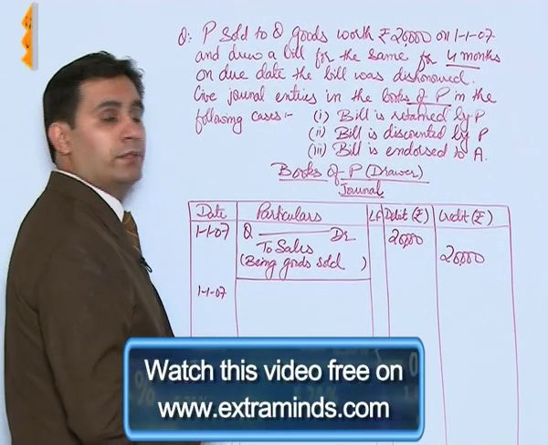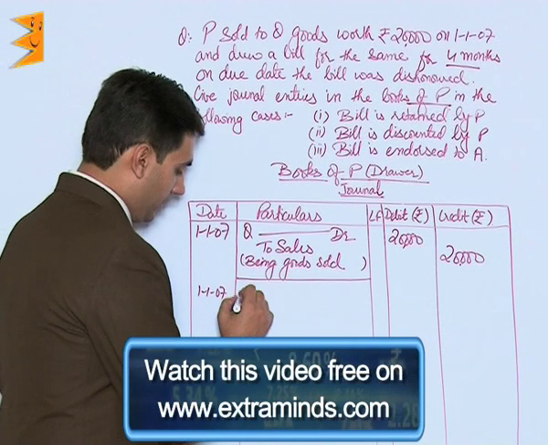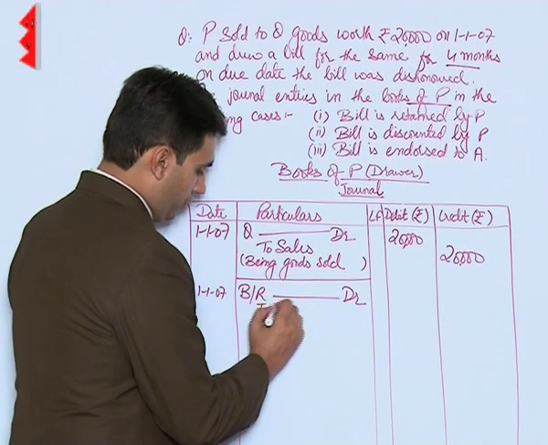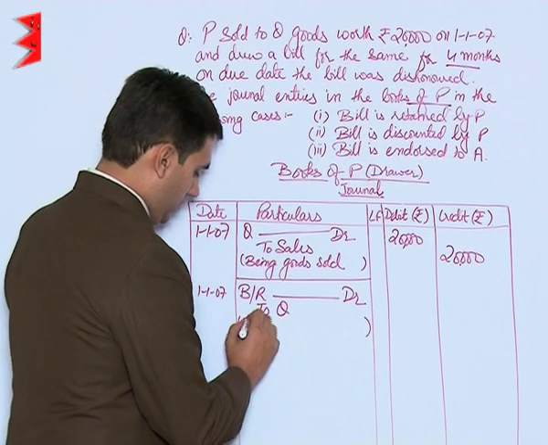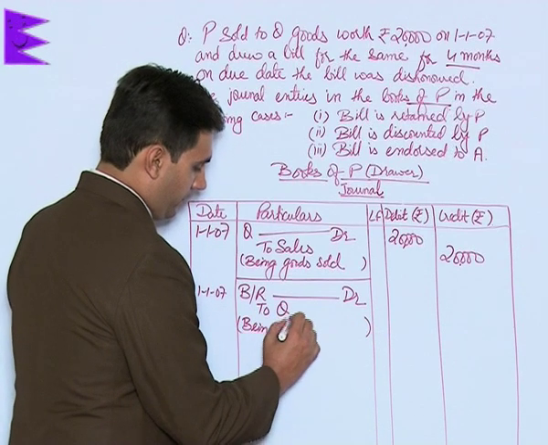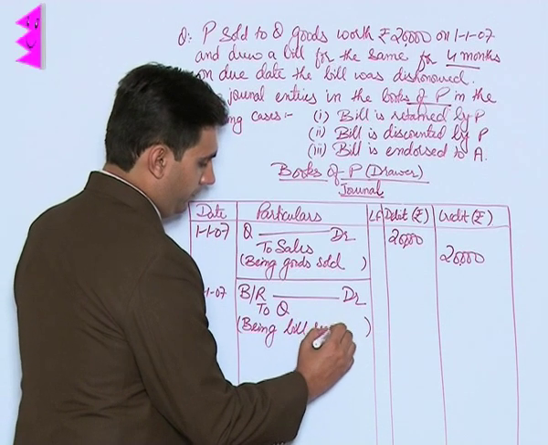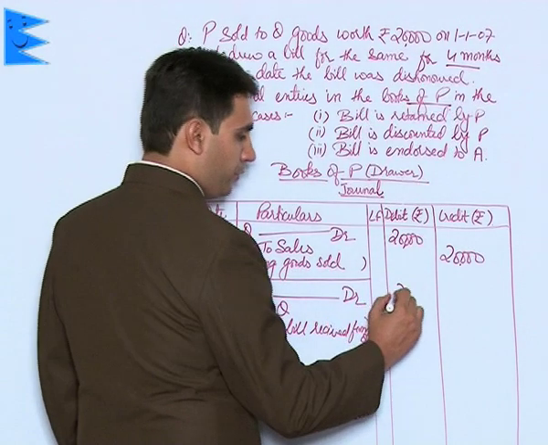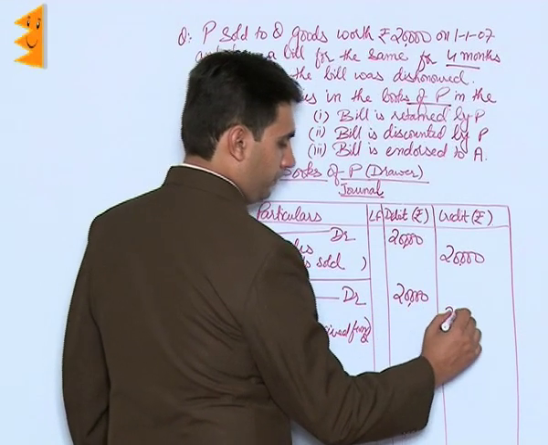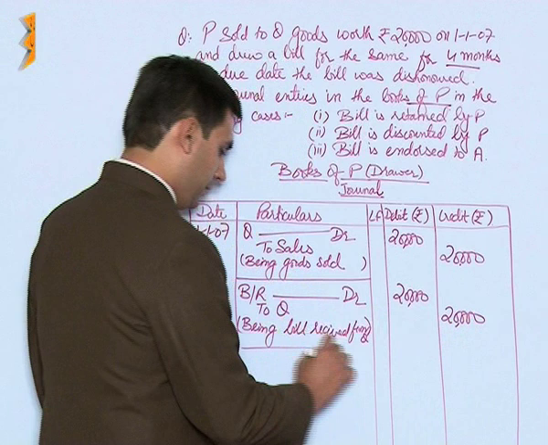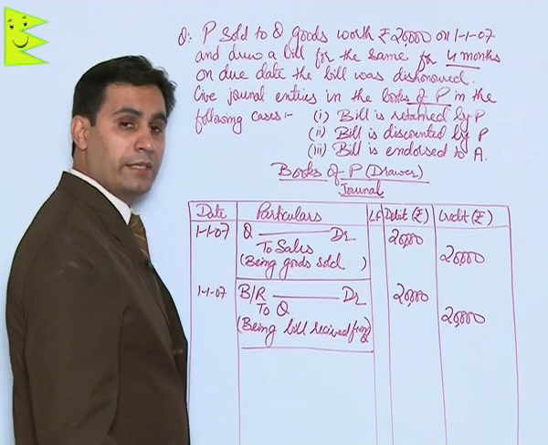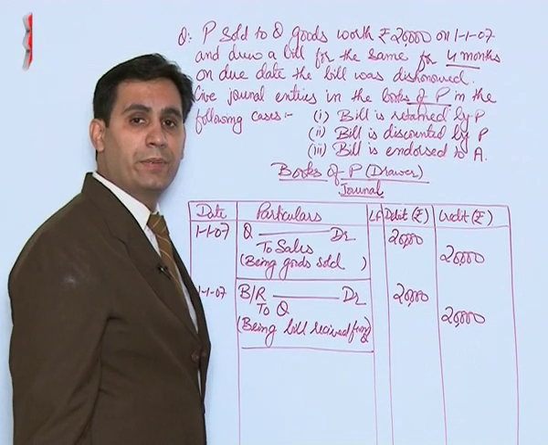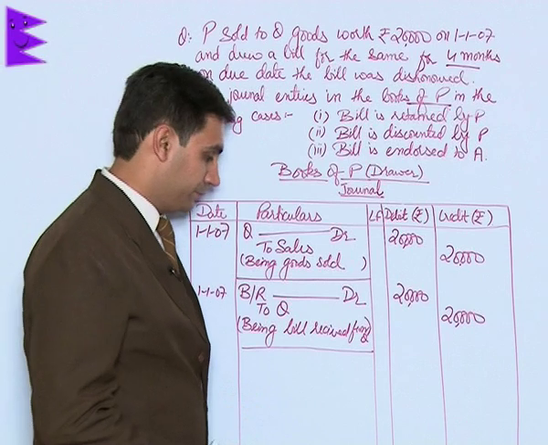On the very same date, the bill is received. That means bill receivable account debited to Q, being bill received from Q. Amount would be 20,000. Again, just to recall the fact that bill receivable and Q both are personal accounts. So the rules of personal account have been implemented here. That is, debit the receiver and credit the giver.